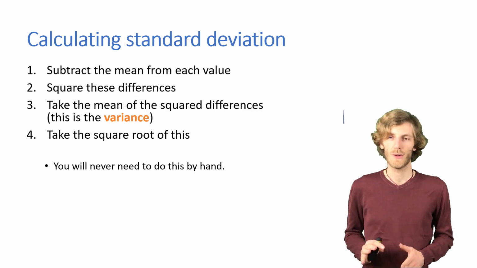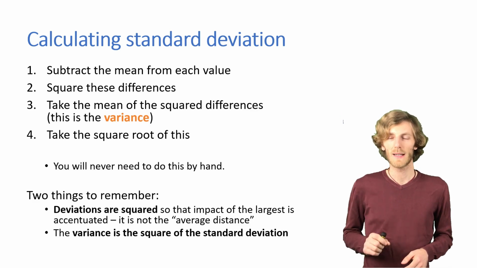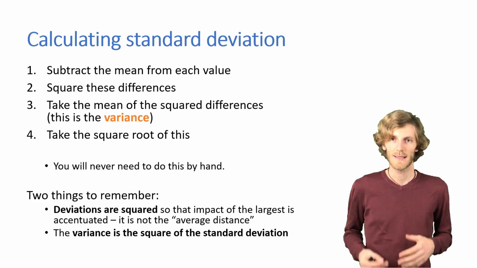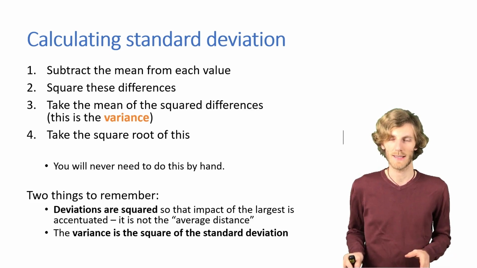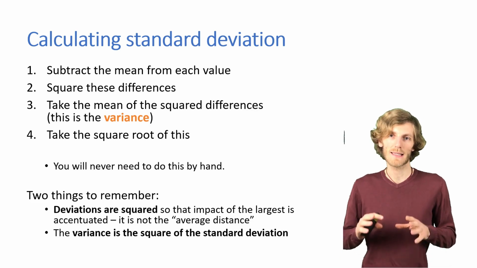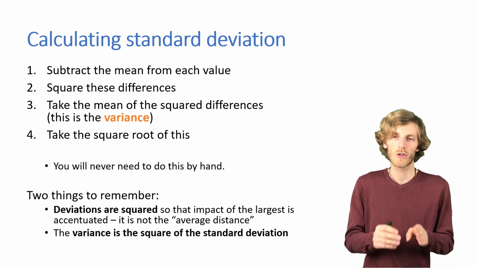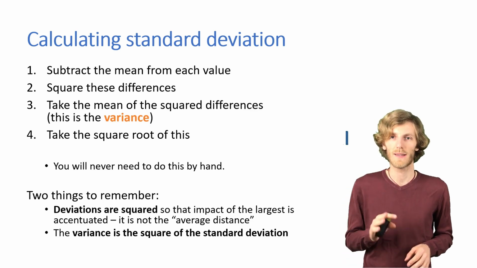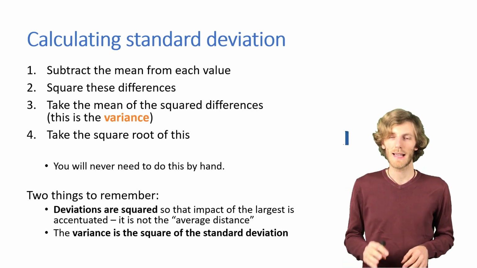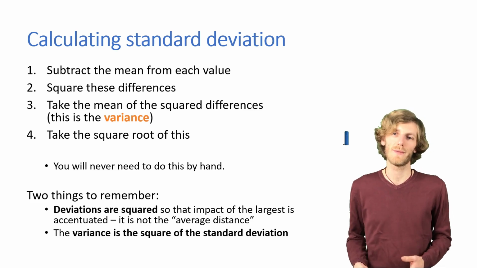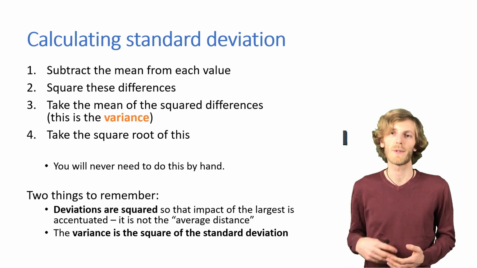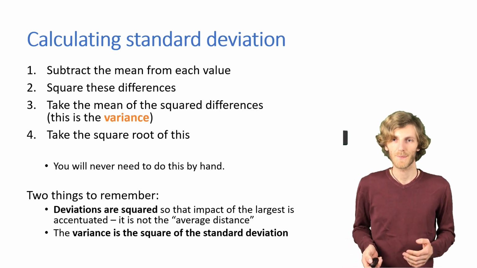However, there are 2 things to remember from this. The one is that the deviations are squared, which then implies that the standard deviation is not the average distance, but it is a measure that gives extra weight to observations that were far away from the mean. So an important thing to consider when there are outliers. Secondly, it's helpful to remember that the variance is the square of the standard deviation, because the variance will show up from time to time in more advanced statistics.